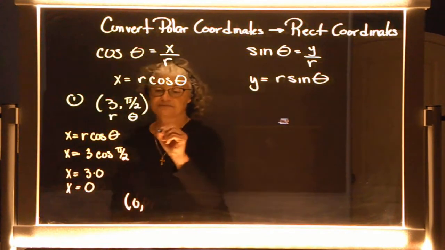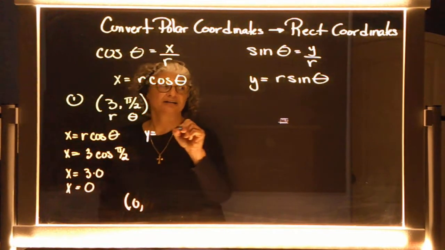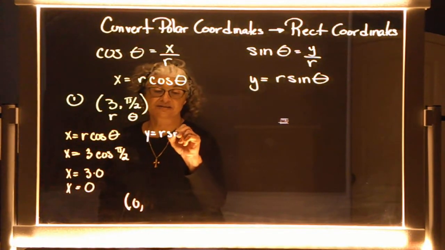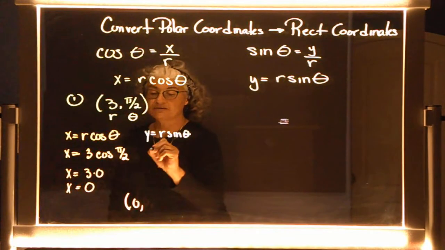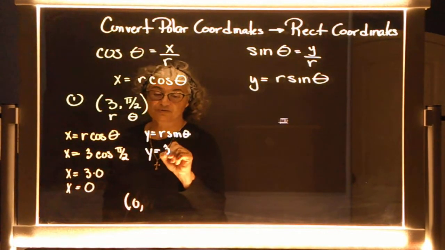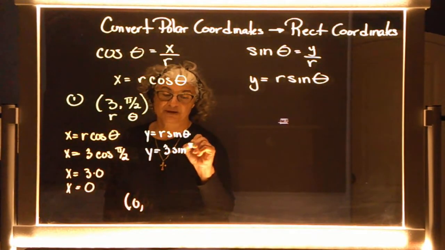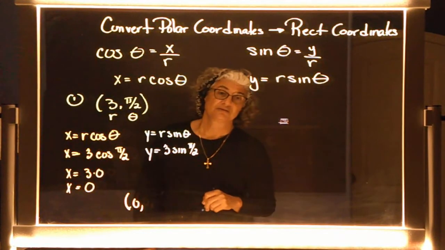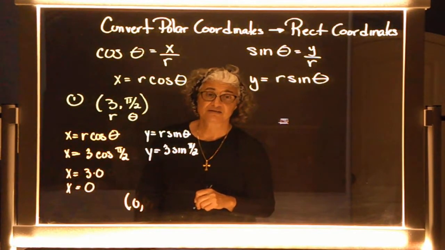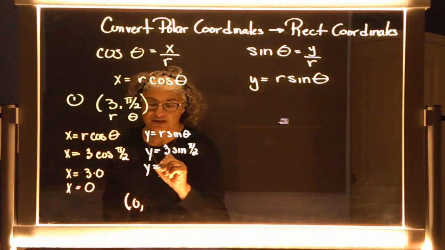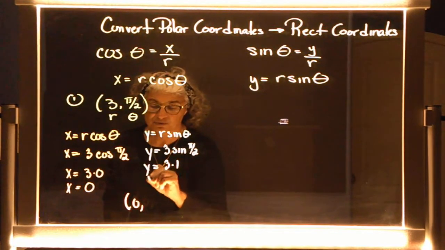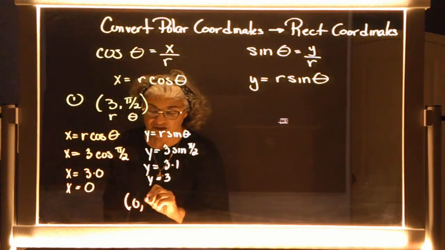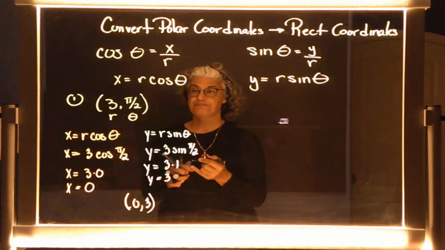Let's go find the y. To find the y, I'm going to do r times the sine of theta. Well, y then is going to be 3 times the sine of pi over 2. Remember what the sine of pi over 2 is? Good, I heard you. 1. So this is 3 times 1, which is just 3. So there is your y coordinate.